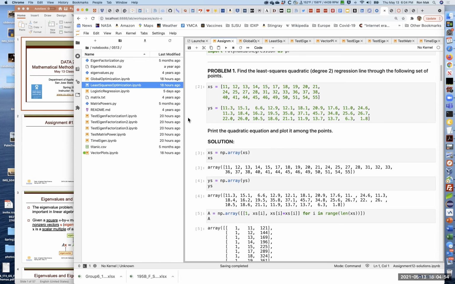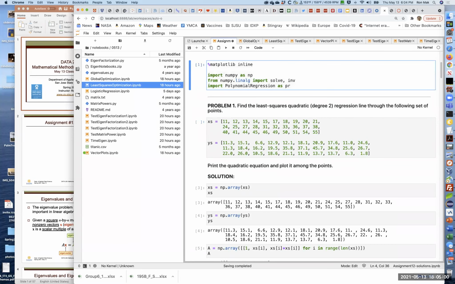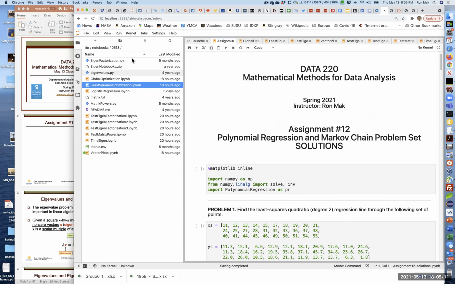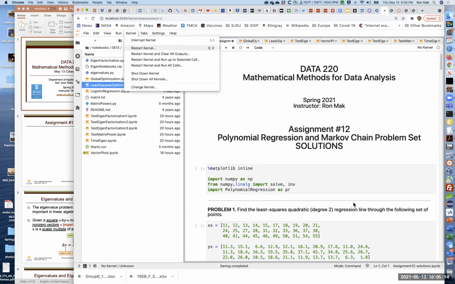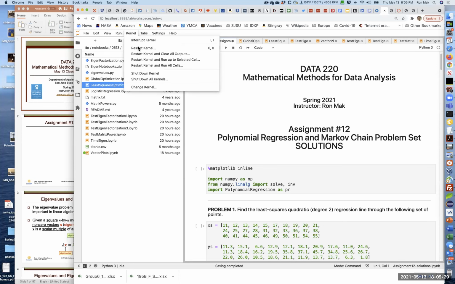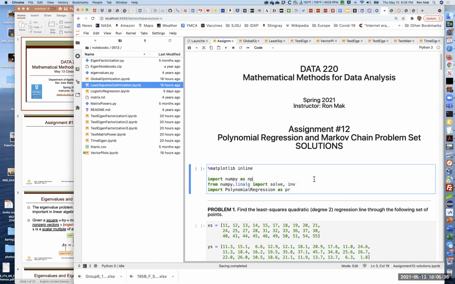Let me clear all the outputs so I can solve these as we go along. We make an array out of the x's, and an array out of the y's. I have to start up a kernel. Why isn't it restarting? I thought I had everything all set up to go. Restart kernel. There it goes. Now the kernel should be running.